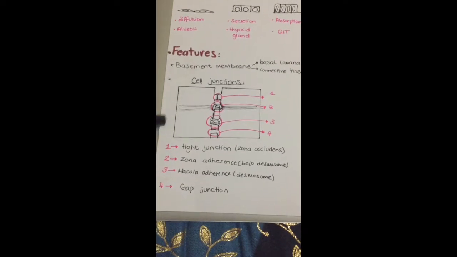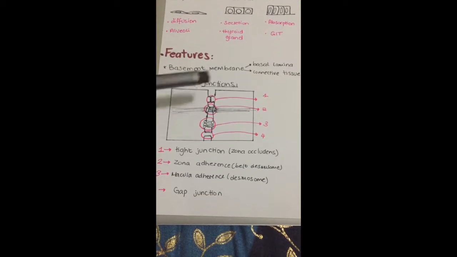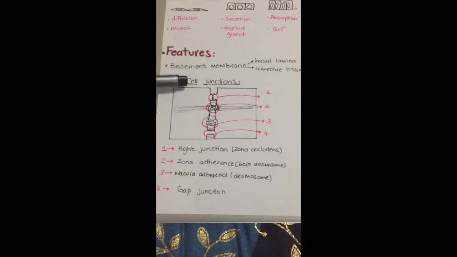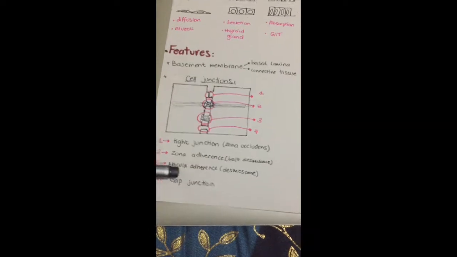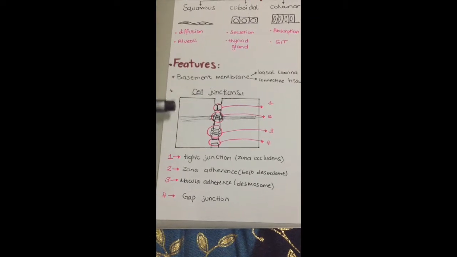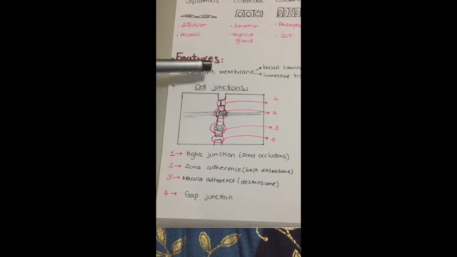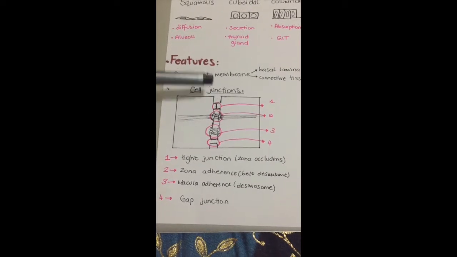Okay, the second feature about epithelium is that they are connected by cell junctions. We're going to be talking about them. There are 4 types of cell junctions. I'll go really quick through them. The first type is called tight junctions. It's usually found near the apical membrane.